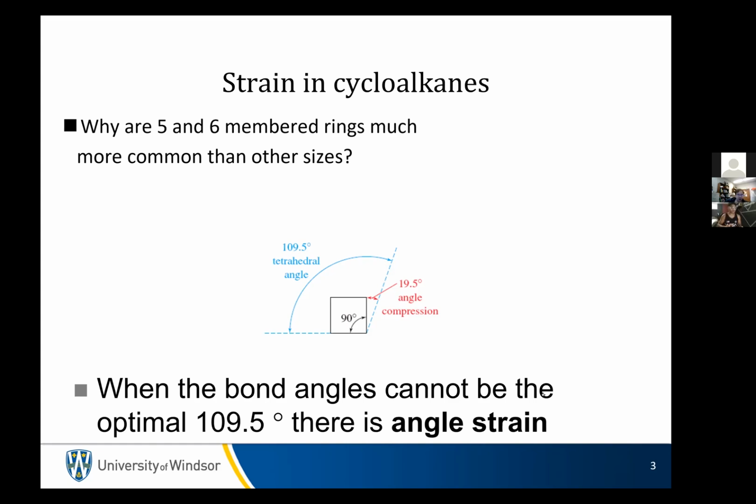And so the reason why 5 and 6 membered rings are so favored over every other size of ring is because the bond angle can be almost exactly 109.5. In 6 membered rings, it is 109.5. In 5, it's a little bit smaller than that, about 108.7 or something. It's essentially the same thing.